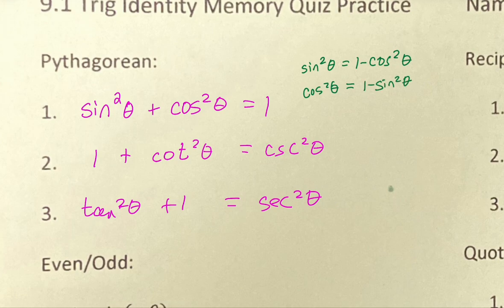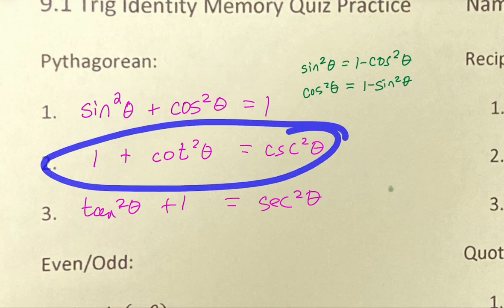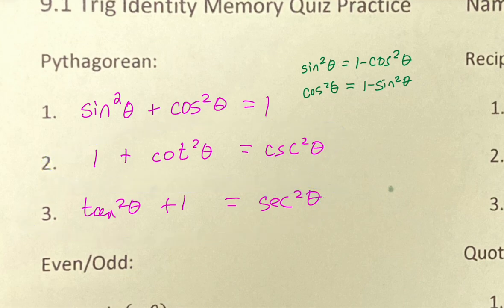Now, there are two variations of this one, two variations of this one, two variations of that one. I'm not going to write them all down because that would be your chance to get yourself some bonus if you put some of those variations on the back. Okay, so those are the Pythagoreans.